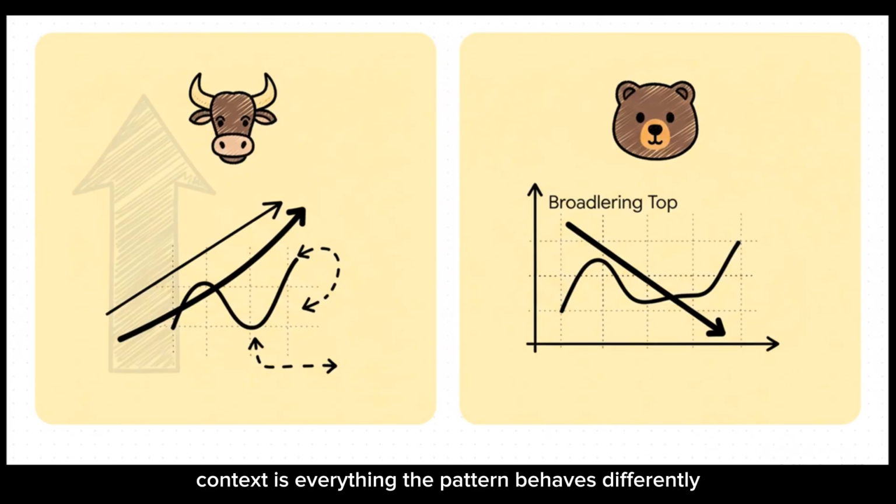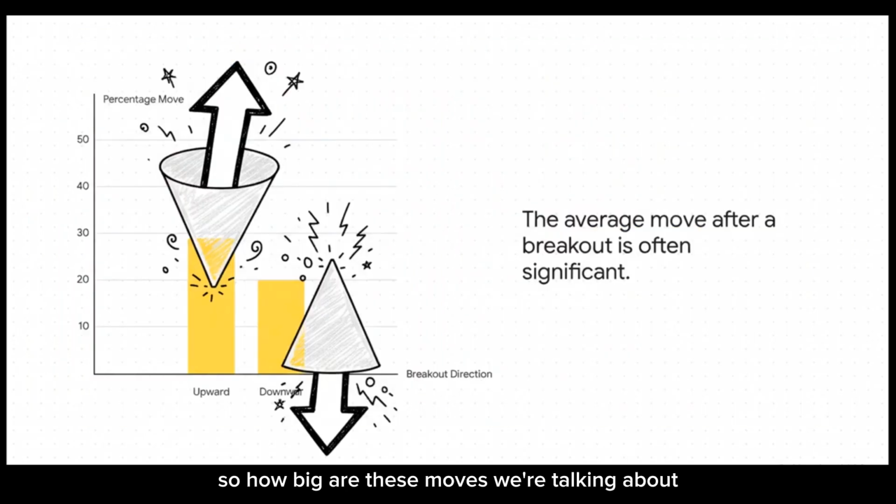The pattern behaves differently depending on the overall market. In a bull market, an upward breakout is usually just a continuation of the trend. In a bear market, though, it often acts as a big reversal pattern. The big takeaway here is this: trading with the flow of the bigger market trend tends to give you better odds. So how big are these moves we're talking about?